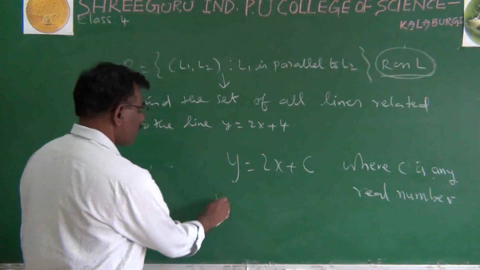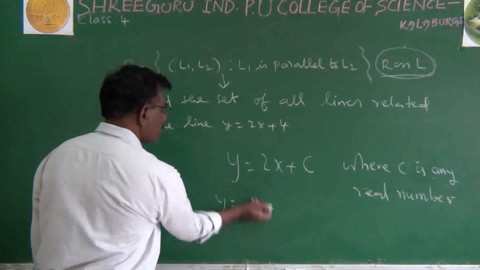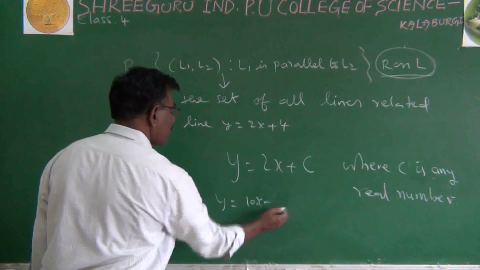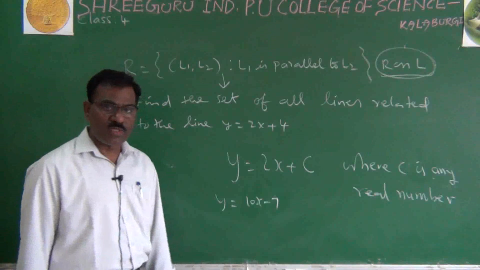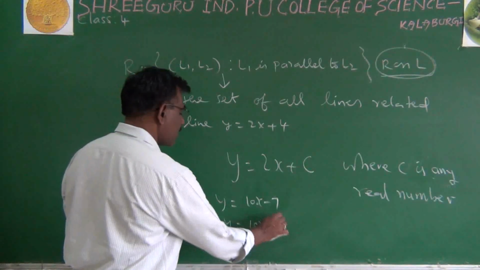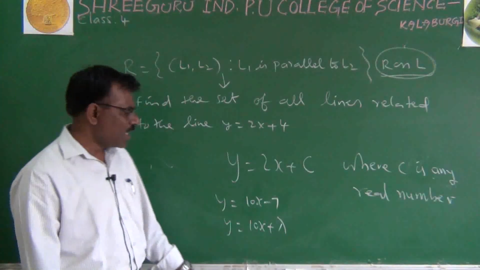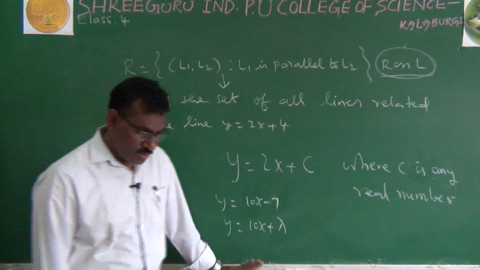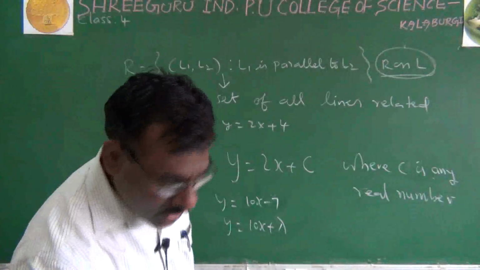Tell me, for y equal to 10x minus 7, what is the related set of this line? It is y equal to 10x plus lambda, whatever you take, where lambda is any real number. Okay, so this is the important question.